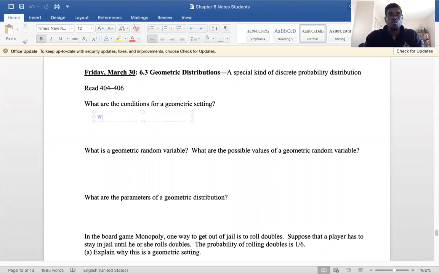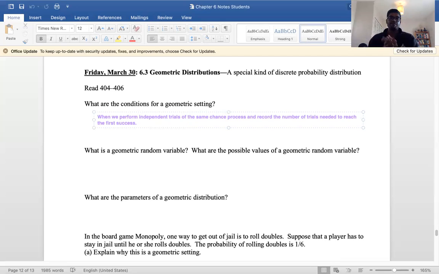It's when we perform independent trials of the same chance process and record the number of trials needed to reach the first success. Okay, so this is a big difference between the binomial and the geometric. In the binomial we had a set number of trials and we were counting the number of successes we got out of those trials. But here we don't know the number of trials, right? We're going to keep doing it until we get our first success.